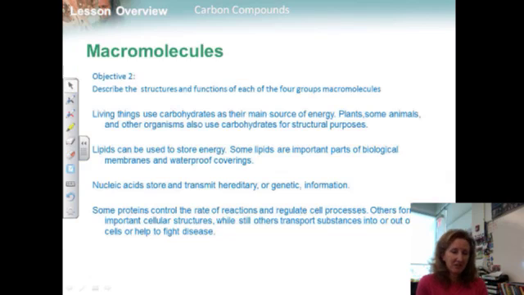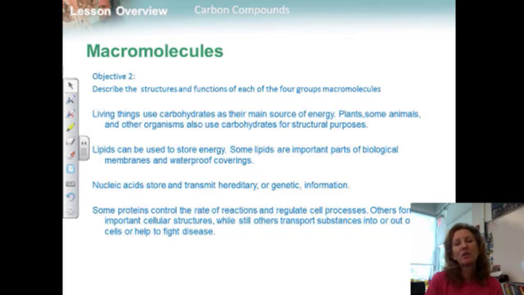Let's review Objective 2. Describe the structures and functions of each of the 4 groups of macromolecules. The first one was, living things use carbohydrates as their main source of energy. Plants, some animals, and other organisms use carbohydrates for structural purposes too. Lipids can be used to store energy. Some lipids are important parts of biological membranes and waterproof coverings, phospholipids.